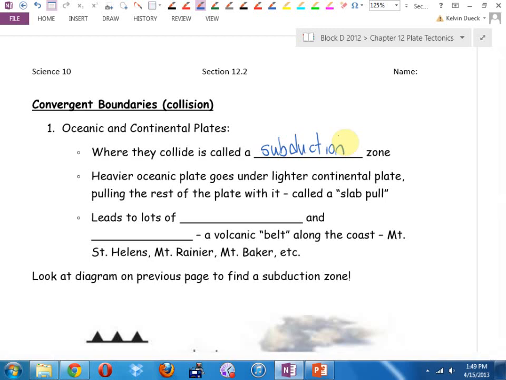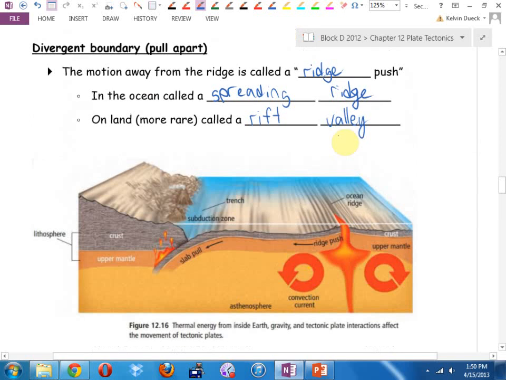Where they collide is called a subduction zone. In my picture, here's a subduction zone right here. We have two plates colliding, and there's basically two possibilities. They can keep running into each other and pushing each other up and crumbling. That forms the mountain range. Or one can duck underneath the other one, and that forms what we call a subduction zone.